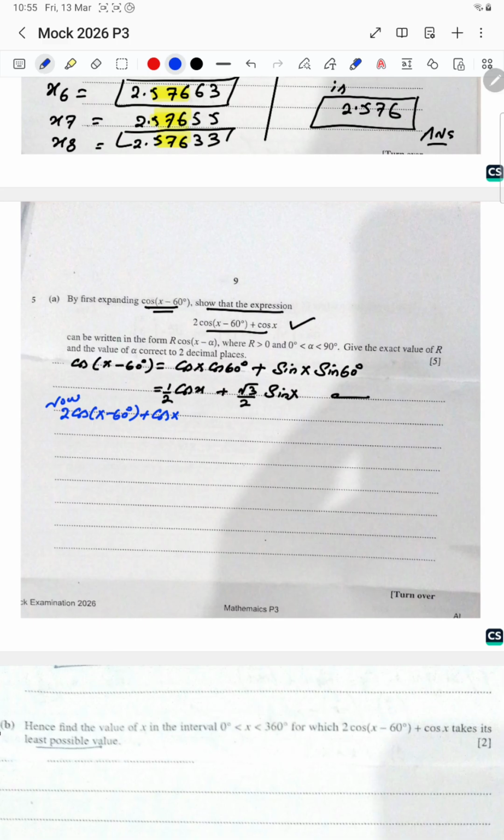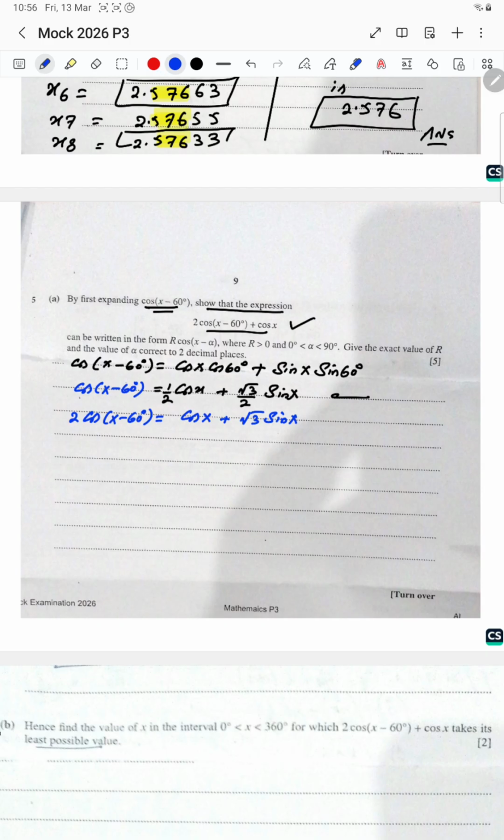No, this can be written as, yeah, you can do the cross multiply. 2 cos x minus 60 degree. If I multiply 2 on either side, I will get 2 cos of x minus 60 degree. This becomes cos x plus root 3 sine of x, right?